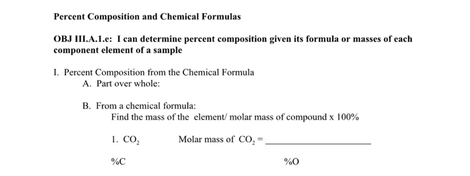This section is percent composition and chemical formulas. So once again, you're going to need your calculator and a periodic table every day for this entire chapter. So if you don't already have it out, get it out. So our purpose is to determine percent composition given its formula or mass of each component element of a sample.